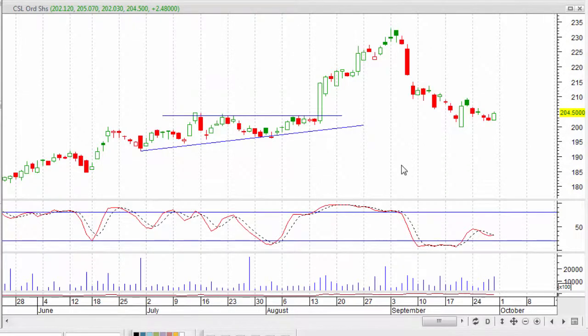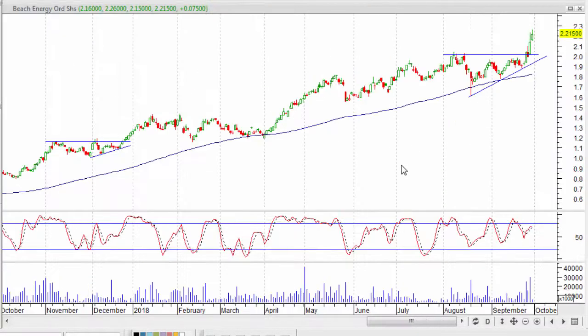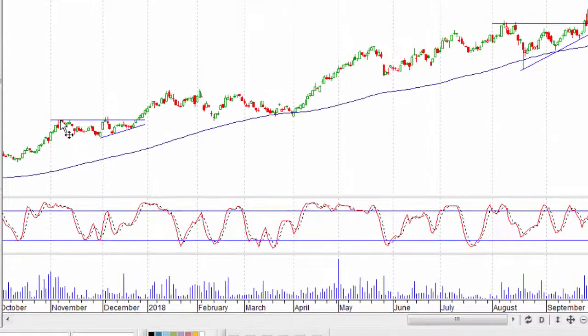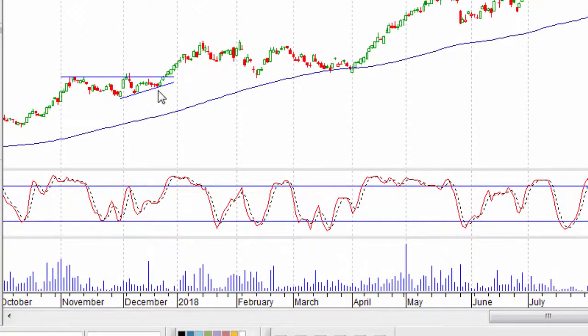Let's have a look at another one, BPT, Beach Petroleum. A couple of ascending triangles through this lovely uptrend through here again. Common resistance point, lows getting higher, and then we see a nice breakout through there. You can see the volume sort of dropping off in and around that breakout, and then certainly volume picking up through the breakout through there.